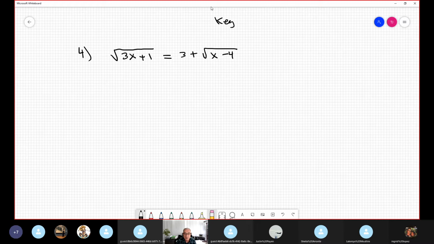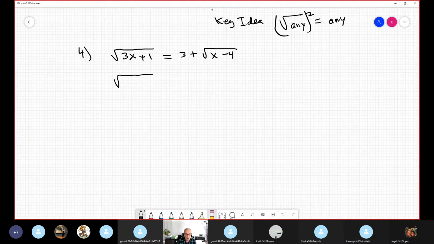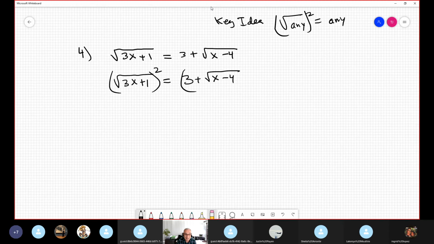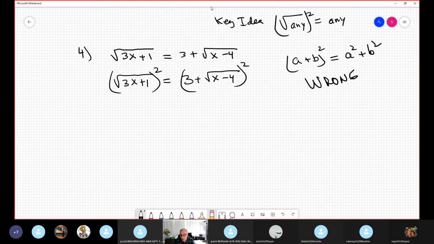Remember, the key idea is to square the expression. When you square, the radical disappears. Okay, so I copy my equation again, because I use the original for the checking moment. And you square here and here. Okay, by the way, when you have a plus b squared, a binomial square, it is not equal to a squared plus b squared. This is completely wrong. This is the typical mistake.